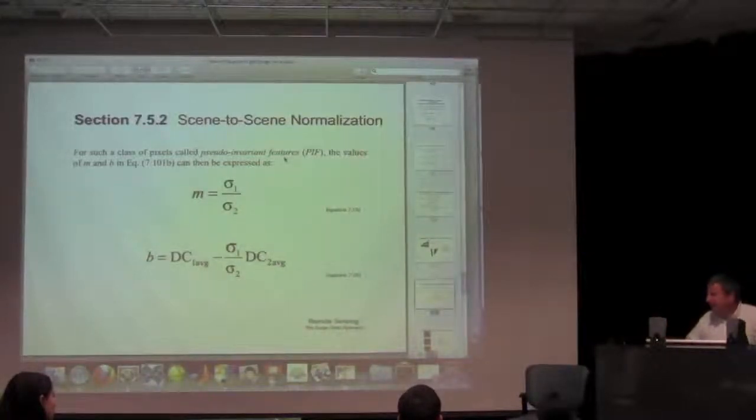What was the other one? Sand? Sand gets wet. The minute sand gets wet, it changes its reflectance. So no. Yeah, pretty much no.